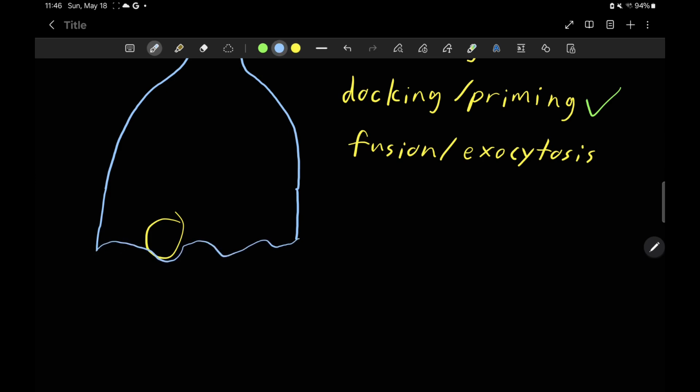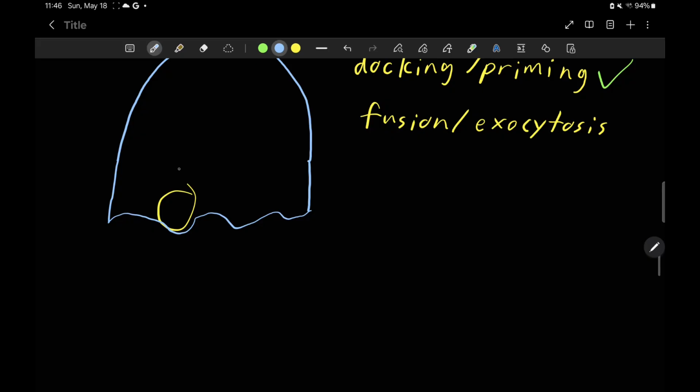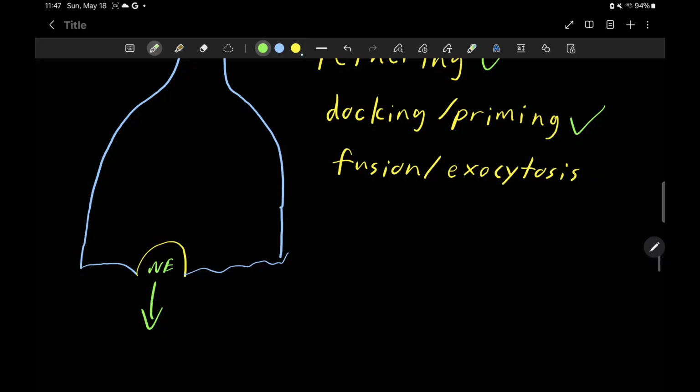Like that, it starts to fuse together. And then, eventually, it's going to open up even more, and then it's going to start to look like this. It's going to open up, and then the norepinephrine that was inside your vesicle is going to be able to leak out. And that is the final step of fusion and exocytosis.